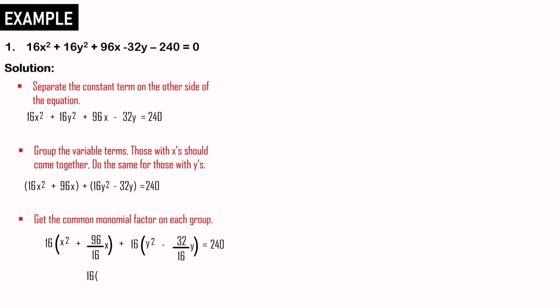So, naatay 16 times the quantity x squared plus 96 divided by 16 is 6x. So, close parenthesis, plus 16, open parenthesis, y squared minus 32 divided by 16 is 2y. Close parenthesis equals 240. Next, we complete the square on x and y variable.